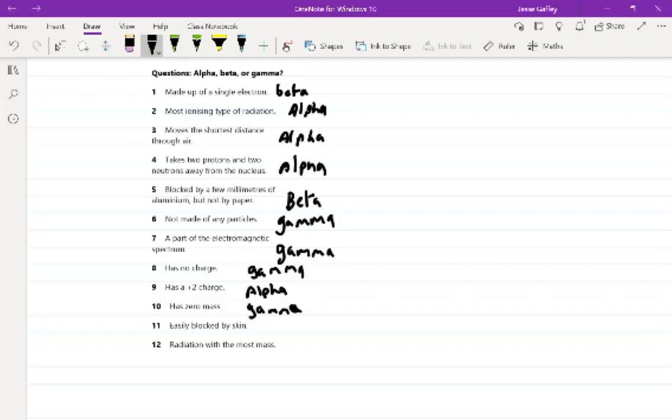Easily blocked by skin. I probably didn't really tell you that one. That's probably going to be alpha. Alpha would be equivalent to skin. Okay, so it's quite thin. Gamma radiation definitely gets through skin. Beta radiation might get through a little bit of your skin. Radiation with most mass, that's alpha. Well done if you got those right.